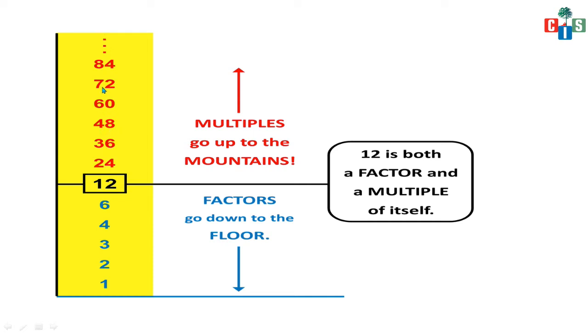60, 72, 84 and it goes on and see this dotted line is there. So it cannot have the last number. You cannot find the last multiple of a number because the numbers are unlimited. 1200s are 1200, 12,000 are 12,000. So you can go on and on. Fine. So this is the difference between the factors and multiples. So 12 is both the factor and the multiple of itself.